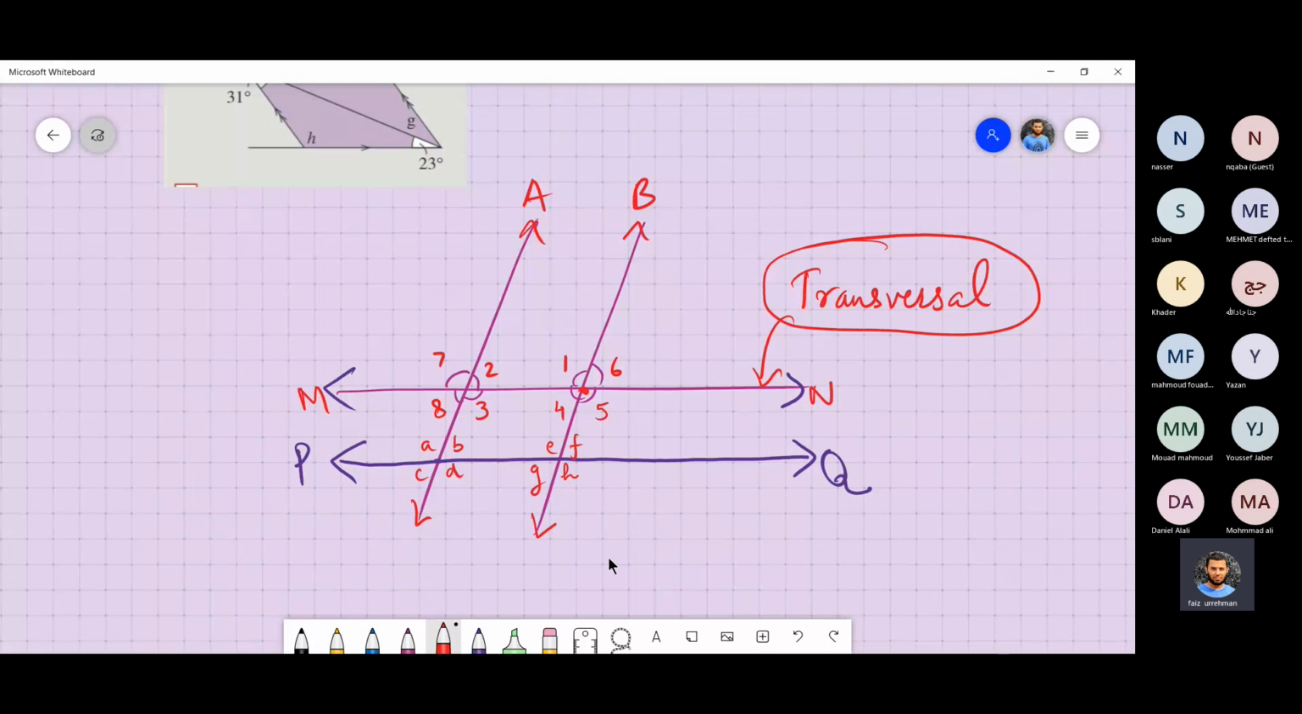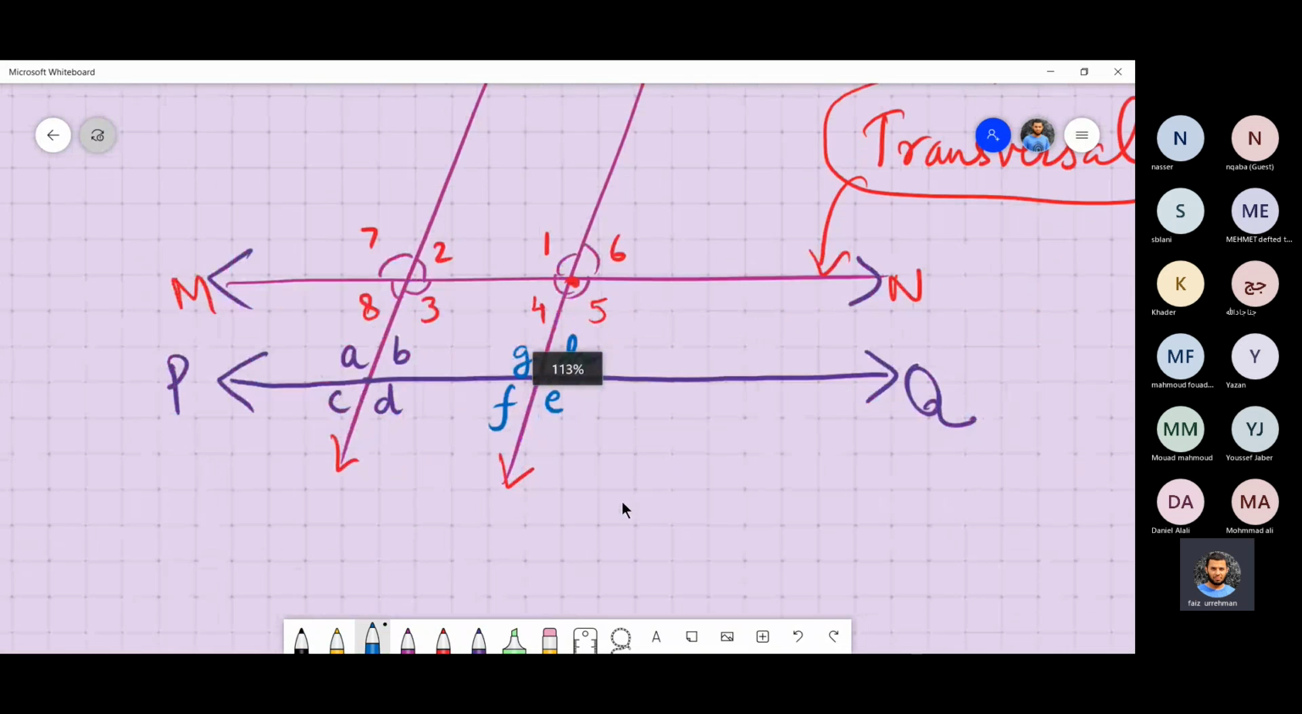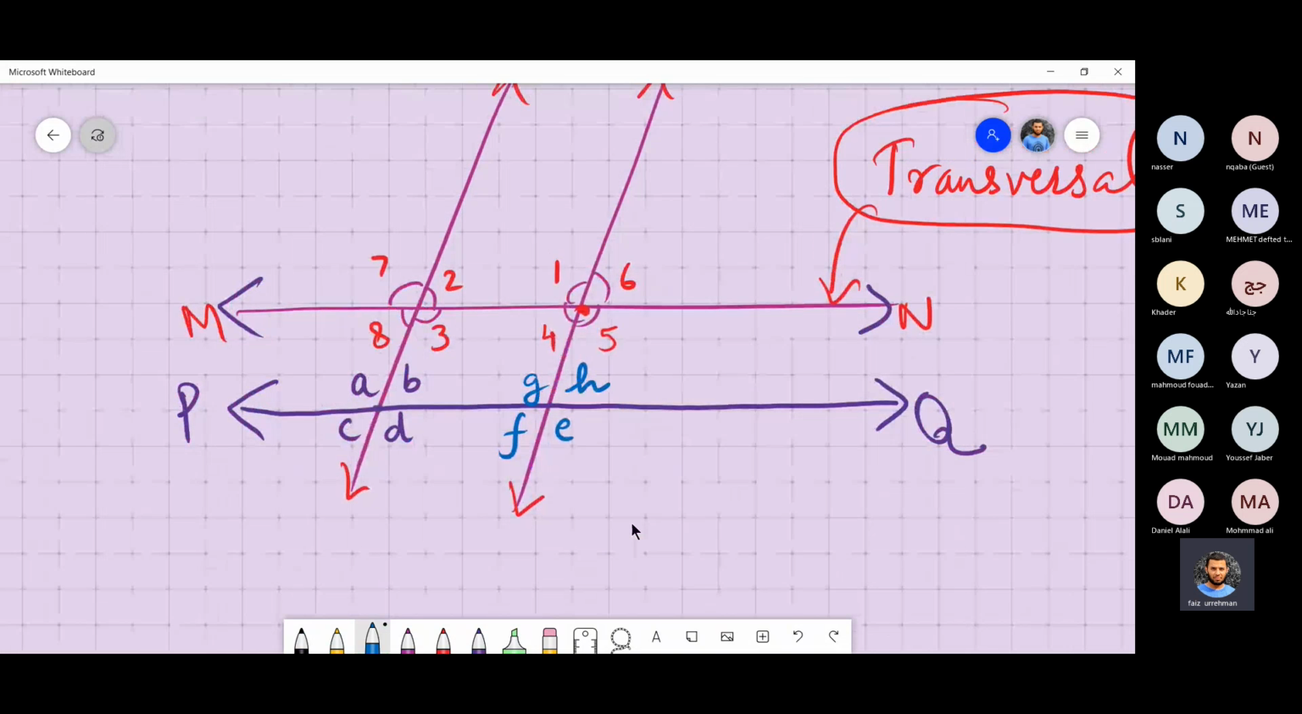Wait. I need to change some colors. A, B, C, D in purple color, and red color, blue color. Okay. E, F here, G, H here. Now I will ask some questions. Okay, now it's a little bit similar to the first question. Now, which blue angle is corresponding to angle 1?